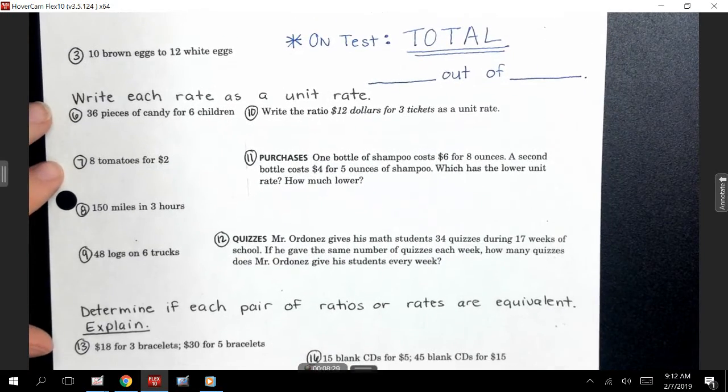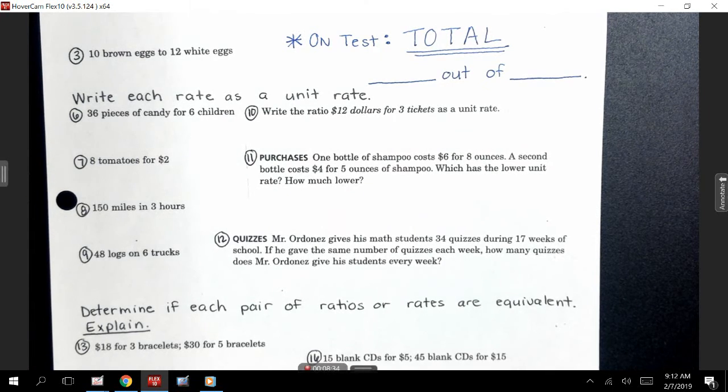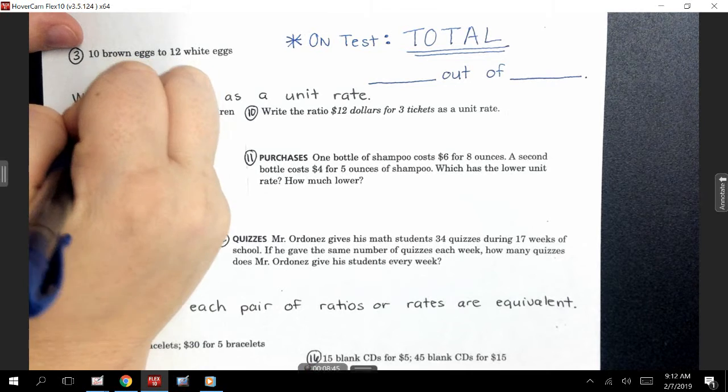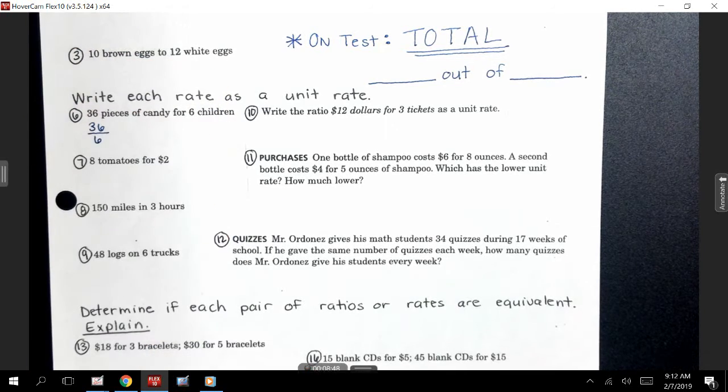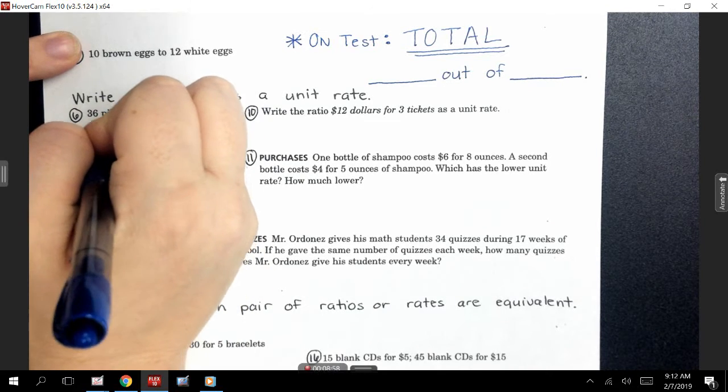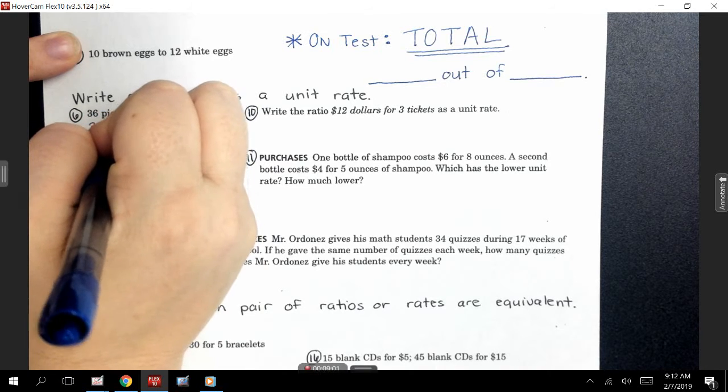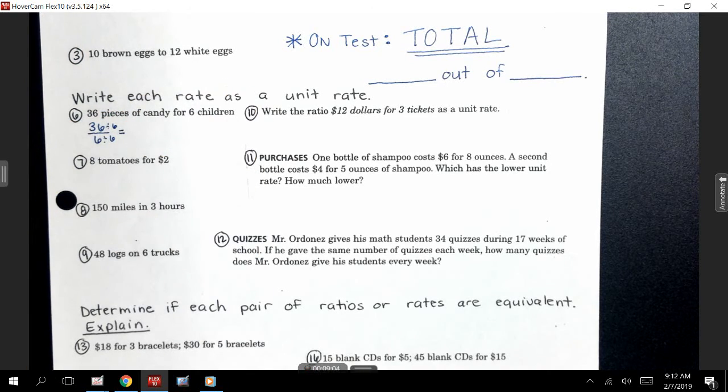All right, number 6. Write each rate as a unit rate. So these are going to be a little bit different because now it says a unit rate. But I'm still going to start it the same. How am I going to start this one? Zach, number 6. How am I going to start it? We're going to put 36 over 6. 36 over 6. Perfect. Okay. Now what, Chandler? Divide them by 6. Why am I dividing by 6 here? So I can get a 1 on the bottom.